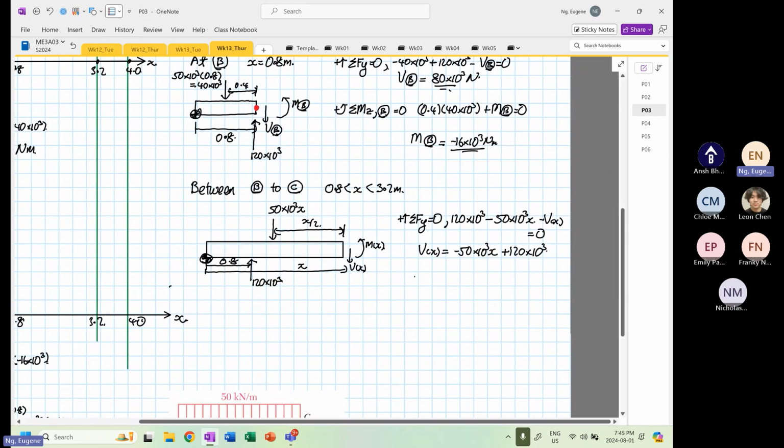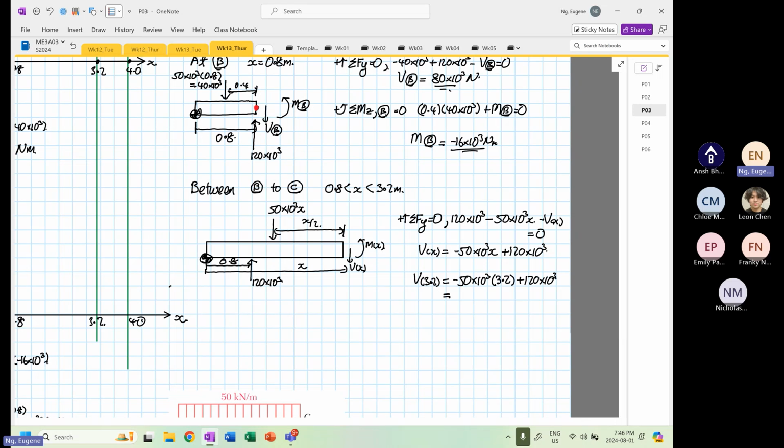The next thing we want to find is what will happen at 3.2. So if we substitute x equal to 3.2, V will be equal to minus 50 times 10 to the power 3 multiplied by 3.2 plus 120 times 10 to the power 3, which is equal to minus 40 times 10 to the power 3.